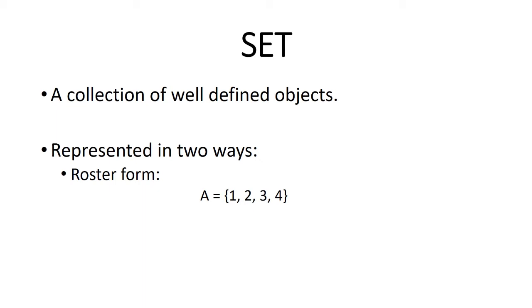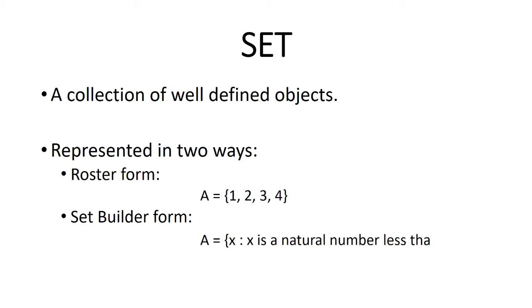But sometimes it's practically not possible to write all the elements of a set. For example, if I want to represent all the rational numbers between two given numbers, it's almost impossible to represent it in roster form. In such cases, we use set builder form. Here is an example of how in set builder form we represent a set: A = {x : x is a natural number less than 5}.